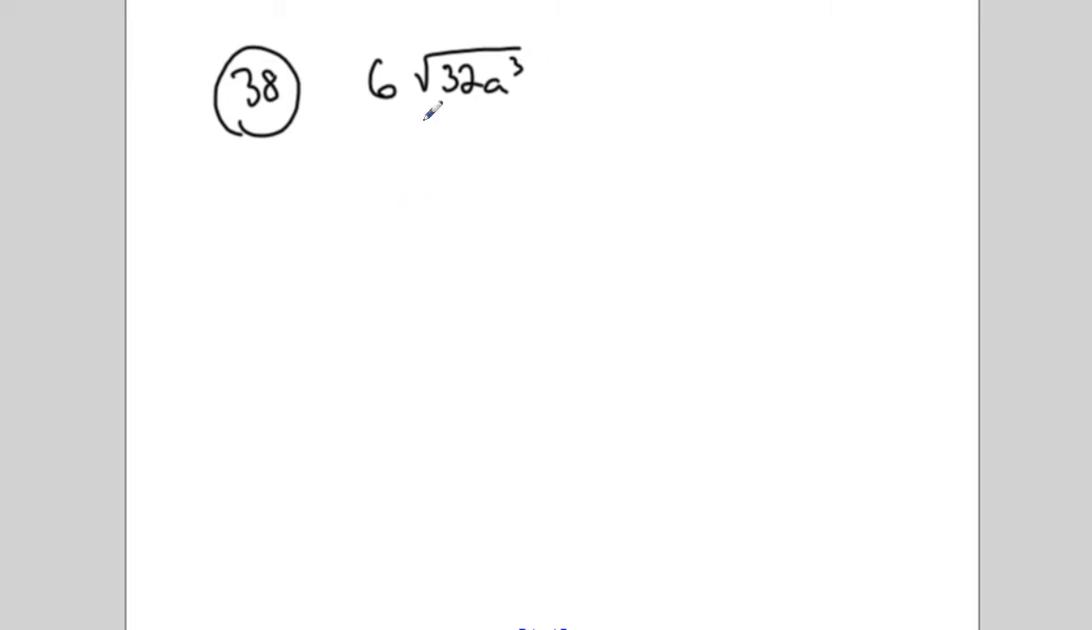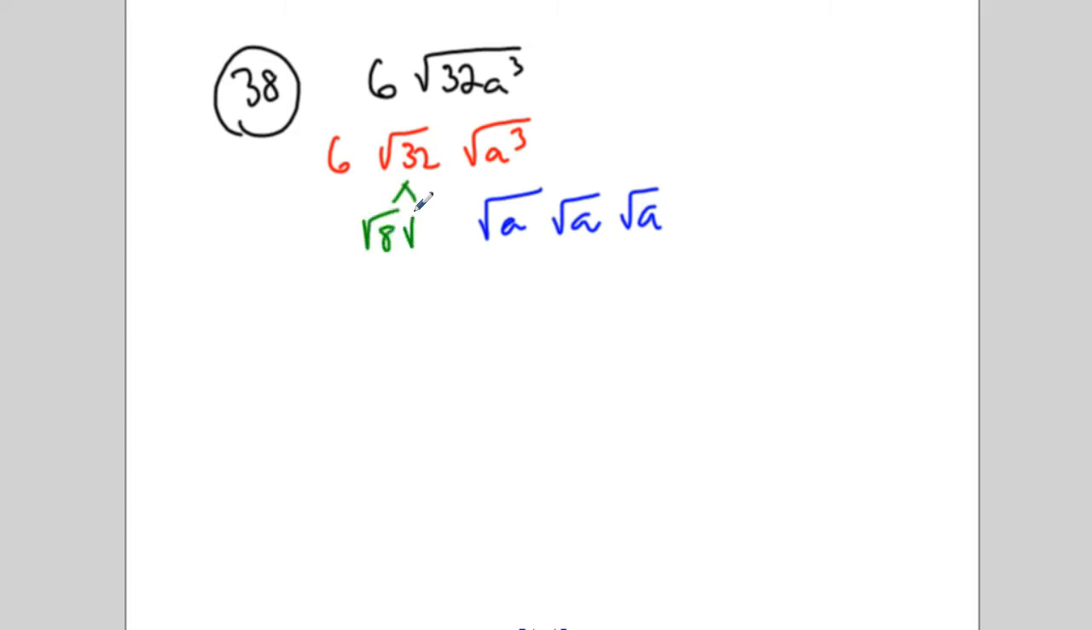Okay, I'm going to break it up into each of the parts. 6 times the square root of 32 times the square root of a to the third. Square root of a to the third is square root of a times square root of a times square root of a. 32 could break up into 8 and 4. Could break up some other way. 16 and 2 would actually be a little bit better. And then you got the 6. So I'm trying to keep it all even. I brought this down and broke that all up.